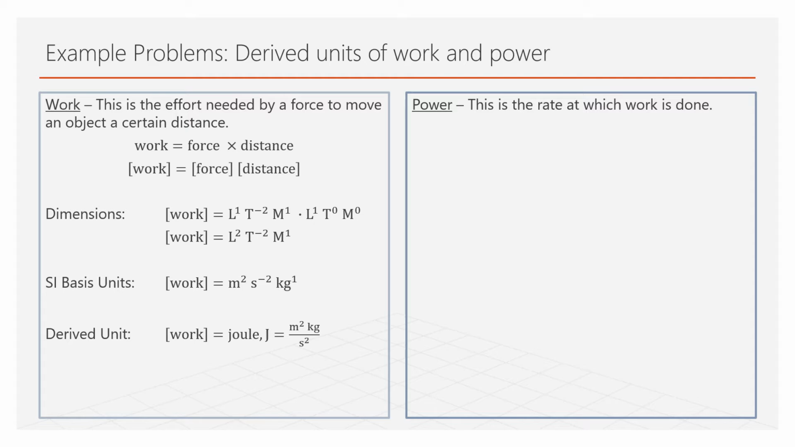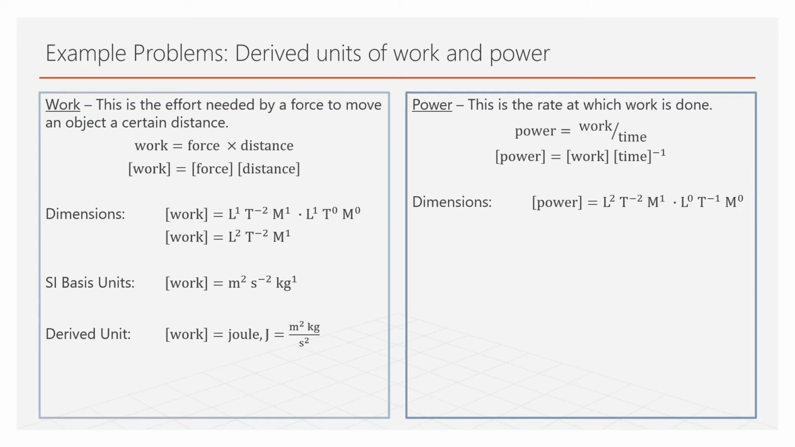Now we can find the SI basis units of power. Power is the rate at which work is done. The word rate always means per unit time, and so the rate at which work is done is going to be work divided by time. We can then take that equation and apply the square bracket operator, and we get that the dimensions of power equal the dimensions of work multiplied by the reciprocal of the dimensions of time.